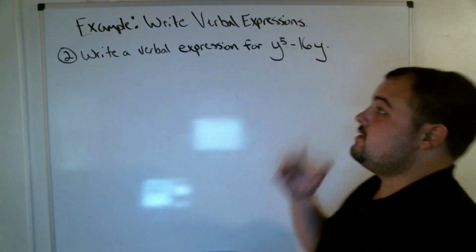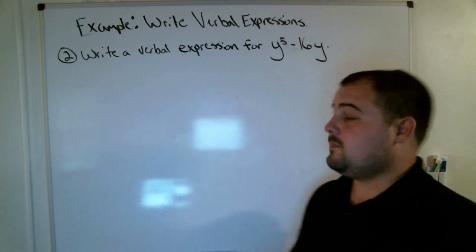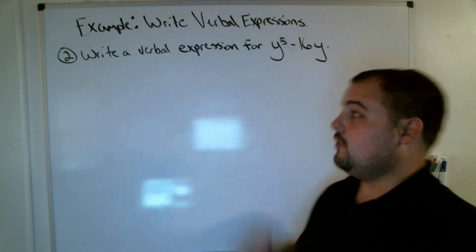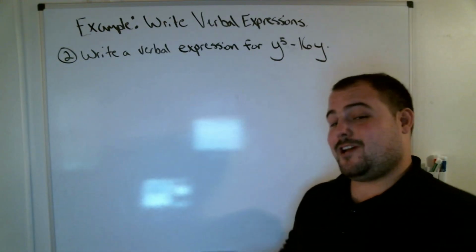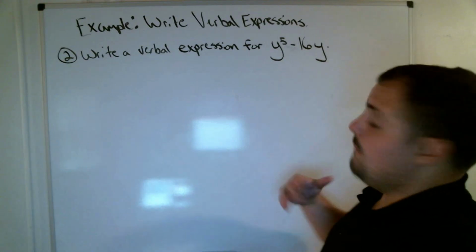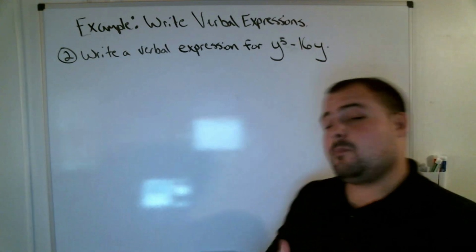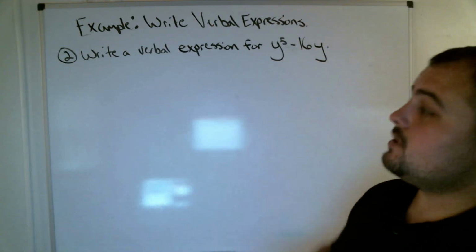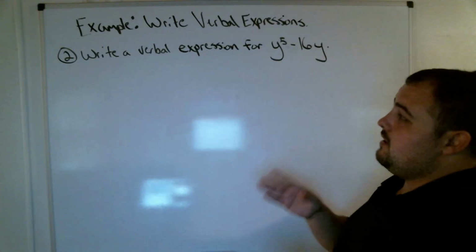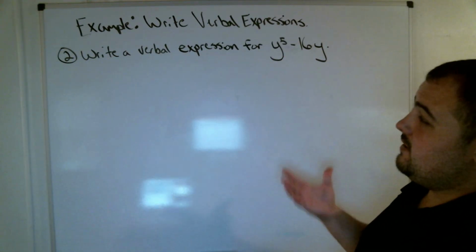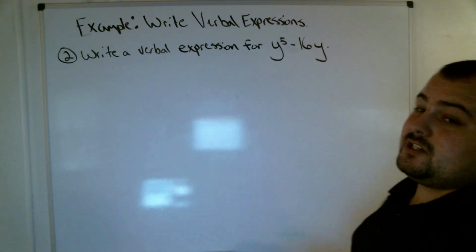Alright, so here is our second example. If you want to try this example on your own, by all means, please pause the video. See if you can answer this before I actually go through how to do it. I'm actually just going to go ahead and go through this and show you a couple ways that you could write this. So the first way is we have to read the problem. It says write a verbal expression for y to the 5th power minus 16y.